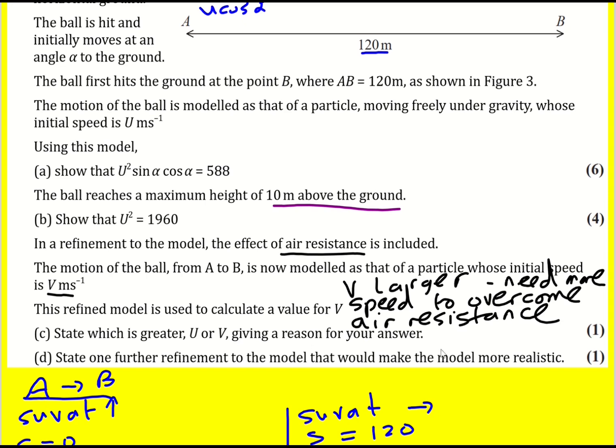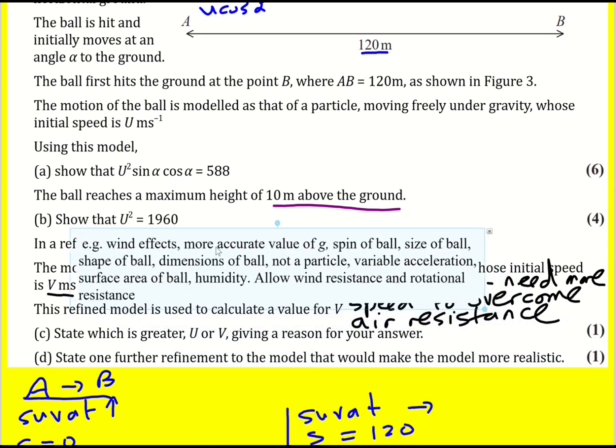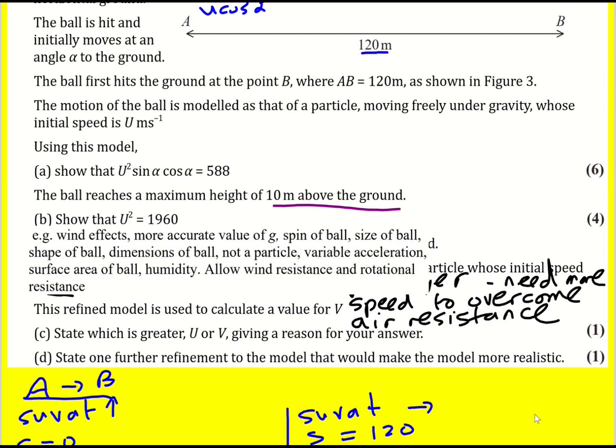And state one further refinement to the model that could make the model more realistic. I went with it having dimensions. At the moment, it's a particle, whereas in reality, there's going to be spin on it and things like that. Here's a list of things you could write about. Wind, definitely, obviously something relevant in golf. More accurate value of g, spin of the ball, size of the ball, shape of the ball, dimensions of the ball, not a particle. They're kind of all linked together, but one of those. Variable acceleration, surface area of the ball, humidity, wind resistance. Okay, you can't say air resistance, but you could say wind resistance or even rotational resistance.